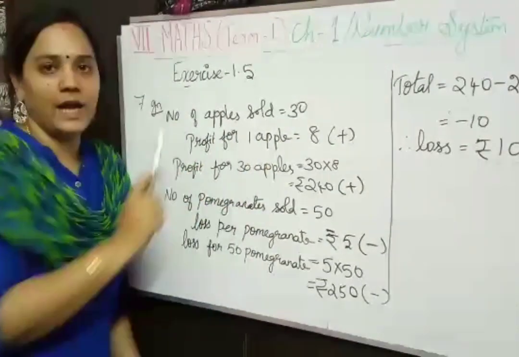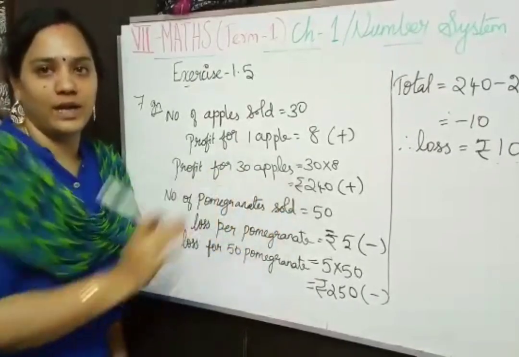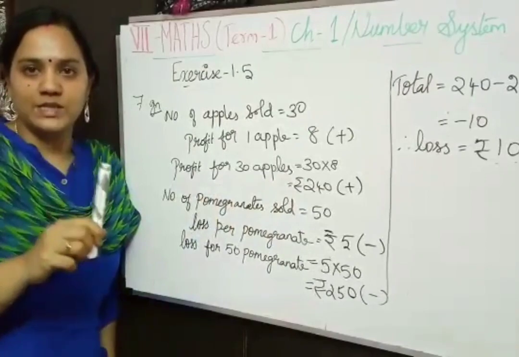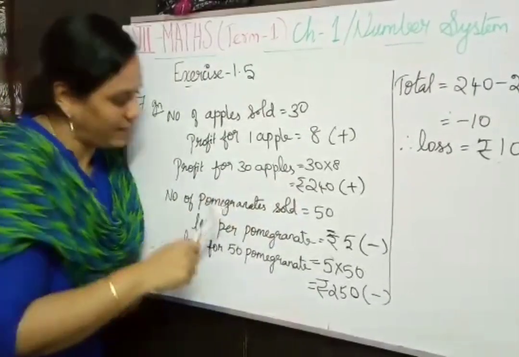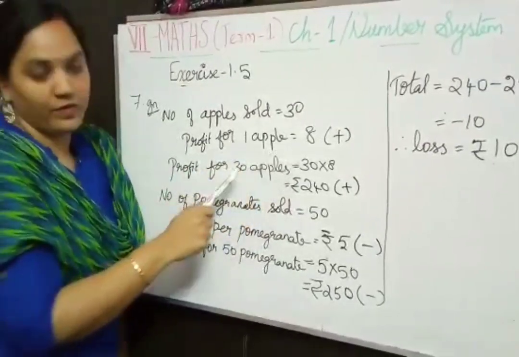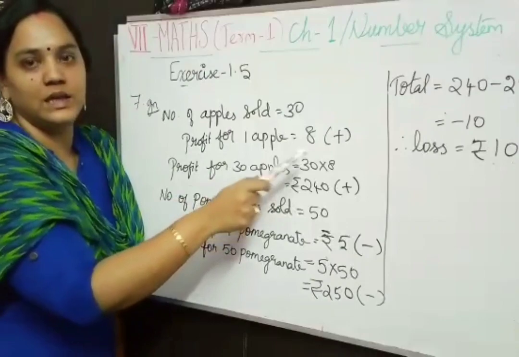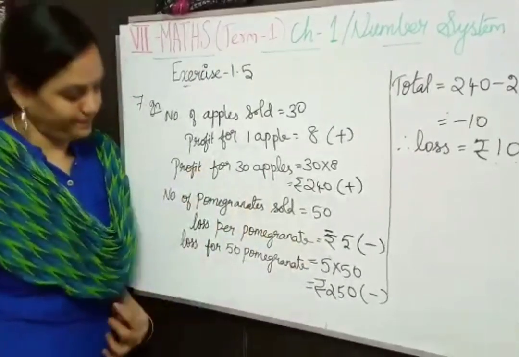So profit for one apple is rupees 8. So profit for 30 apples is 30 into 8. Okay, if the rate of one pen is 5 rupees, then what is the rate of 5 pens? 5 into 5, 25. So likewise we have done the same thing here. Profit for one apple is 8. So profit for 30 apples is 30 into 8, so 240 rupees. This is the profit. So I have written plus.